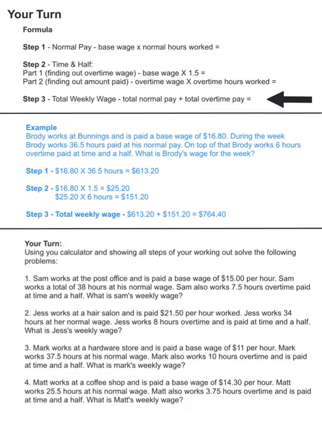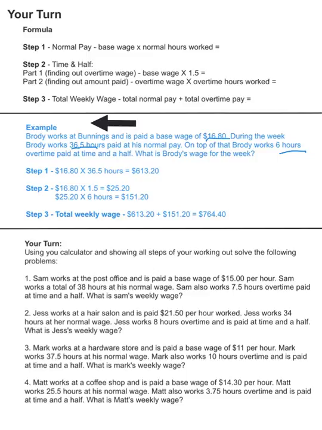So let's break it down one more time. So our example is here. Brody works at Bunnings and is paid a base wage of $16.80. During the week, Brody works 36.5 hours and is paid at his normal pay. On top of that, Brody works 6 hours overtime, paid at time and a half. The question is, what is Brody's wage for the week? So I've underlined all of the important information, and I suggest that when you're working through your problems that you do the same.